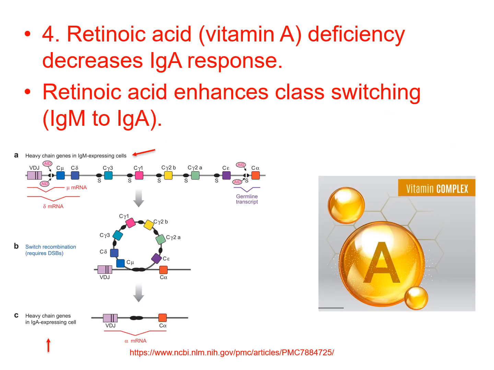Vitamin A deficiency decreases immunoglobulin A response. So if you're vitamin A deficient, your immunoglobulin A isn't going to do what it needs to do. Another important thing about vitamin A is that it is going to help enhance class switching. Instead of immunoglobulin M being present, you'll switch and turn it into immunoglobulin A when needed if you have appropriate vitamin A.